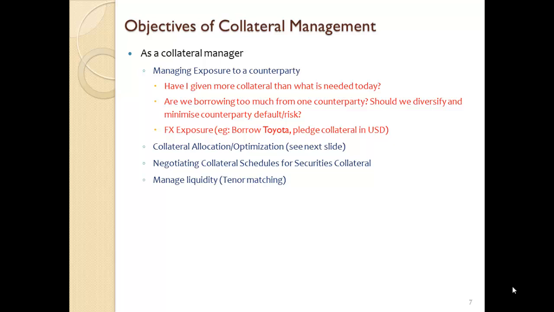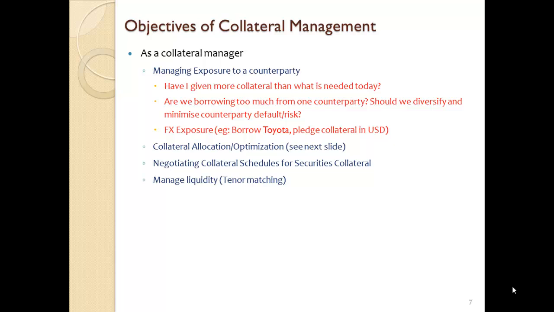Do I have an FX exposure? So for example, you could be borrowing Toyota, which is a Japanese stock, but giving collateral in a different currency like US dollars or euros. So you have an FX risk between Japanese yen and the collateral that is being pledged. Also, as a collateral manager, can I allocate my available collateral in a more optimal way? We will be talking about this in the next slide.